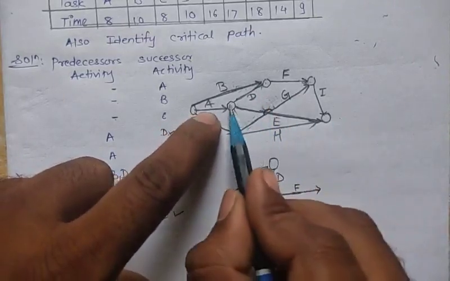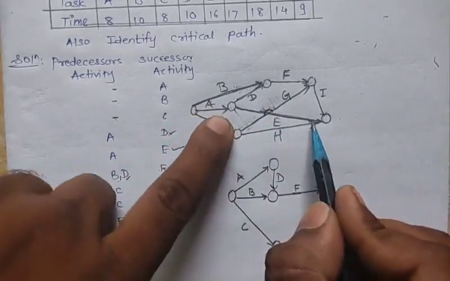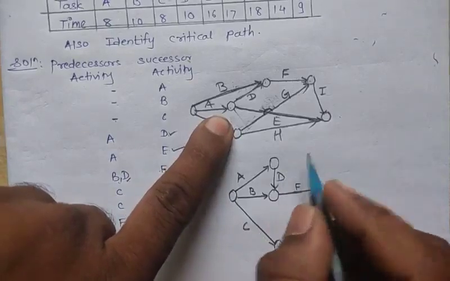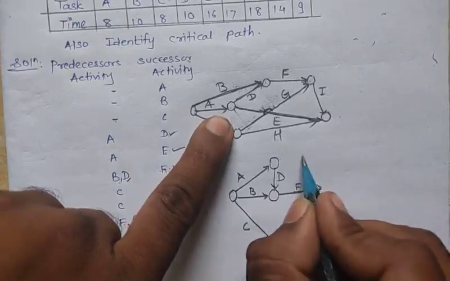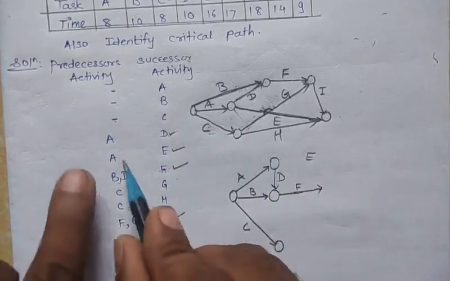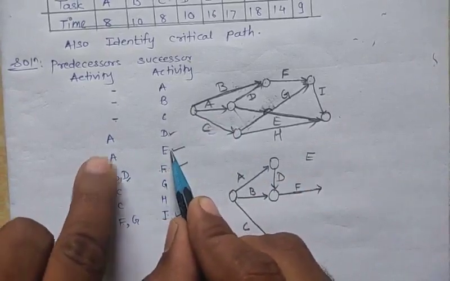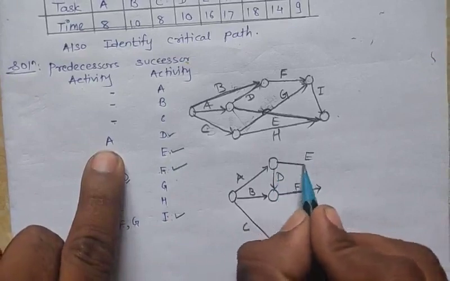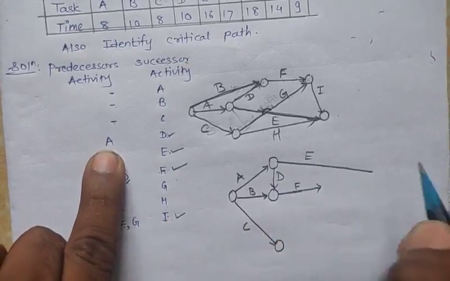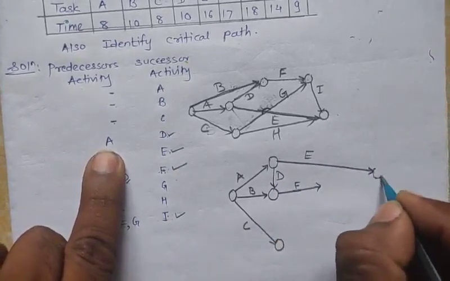Next, A also goes to E, right? So A goes to E. Suppose E is the other activity. A goes to E and E is the last event. Okay, so we take the last event here. This is the last event. Okay. Next.